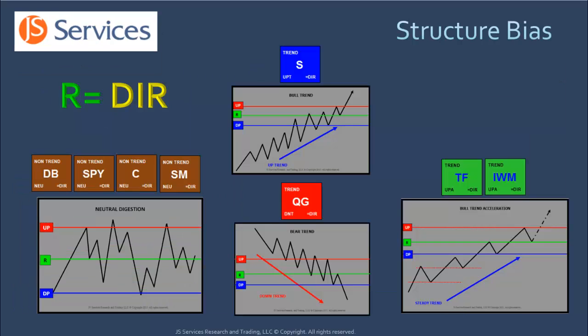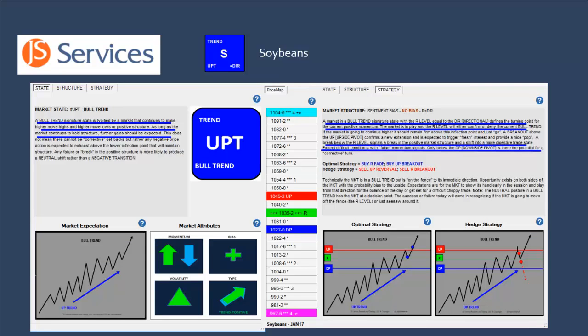The R equal directional structure bias for bull and bear trend examples also played out on December 19th. Again, know the facts associated with the state condition, as well as how the DIR structure bias will influence it. There are both optimal buy R fade and hedge strategies, sell R breakout, associated with the DIR level structure bias. If, however, we are only interested in pivotal breakouts, then the hedge theme or the sell R breakout is more interesting, as it will signal a potential transitional shift.